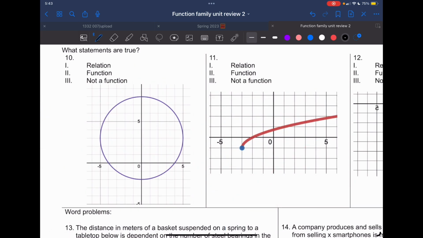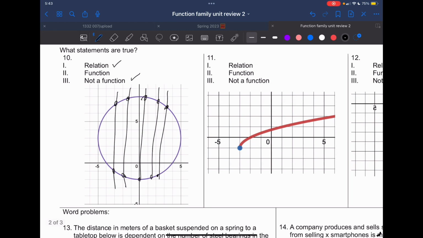Statements are true. This is a relation, but it's not a function. It's not a function because it doesn't pass the vertical line test. For every vertical line I have, my graph crosses it more than once. So this is not a function.